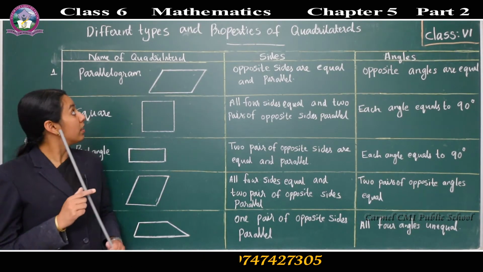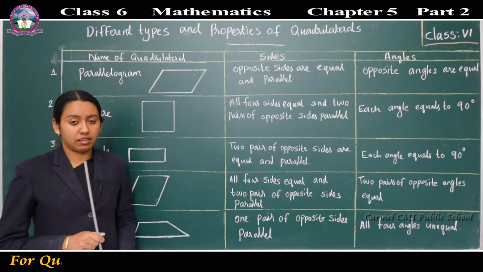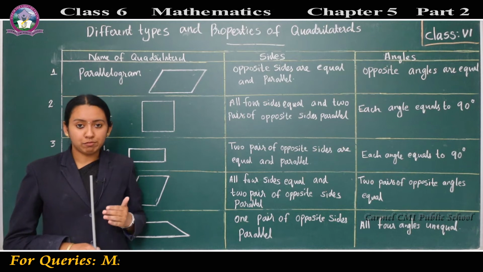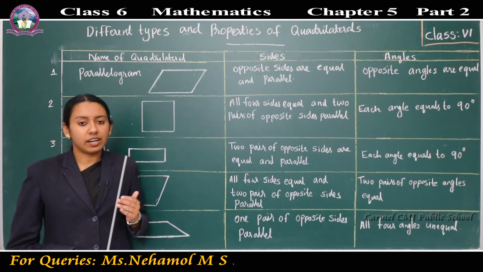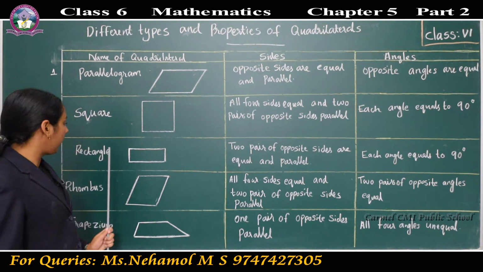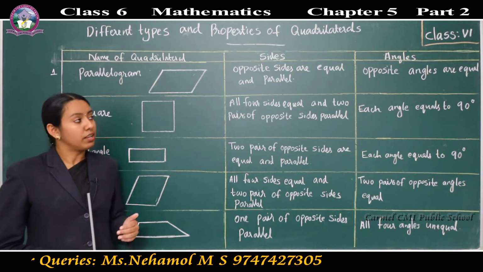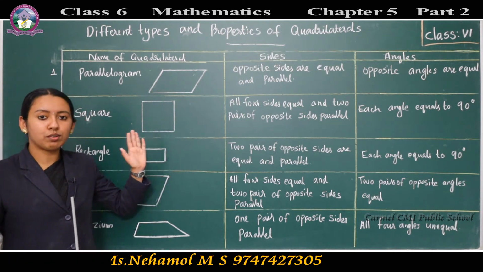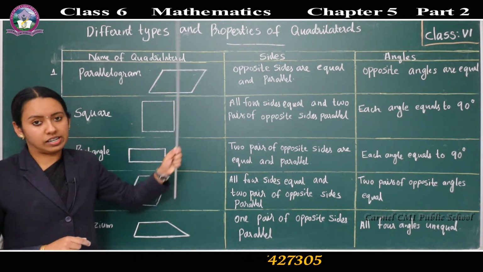Next topic is different types and properties of quadrilaterals. What do you mean by a quadrilateral? A four-sided polygon is known as a quadrilateral. There are different types of quadrilaterals such as parallelogram, square, rectangle, rhombus, trapezium, etc. All these figures have four sides.